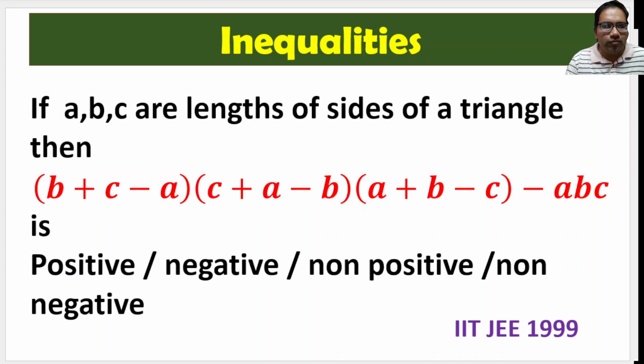Right. So we can see some similarity here. b + c - a, c + a - b, a + b - c. These three are symmetric. At the same time, these are lengths of sides of a triangle. That means the sum of two sides is greater than the third side. That means this is positive, this is positive, this is positive. All three are positive. Right. We have three positive numbers here and minus abc.